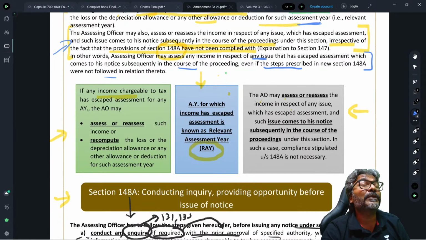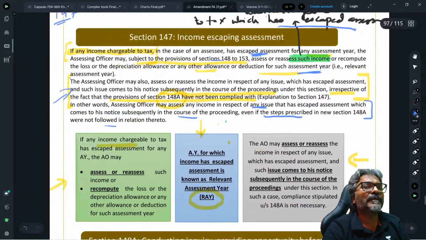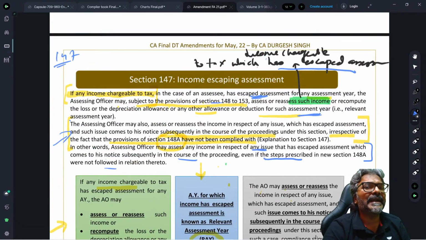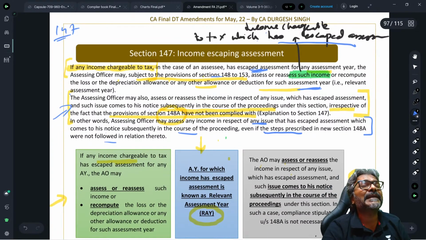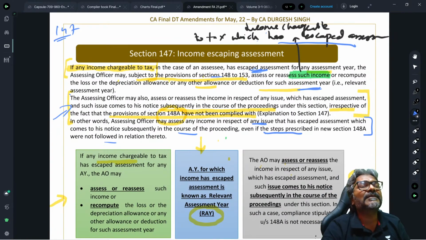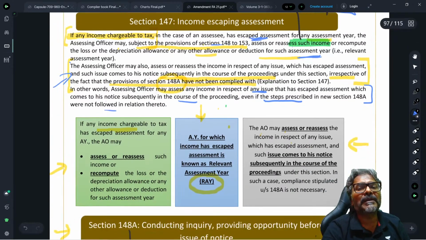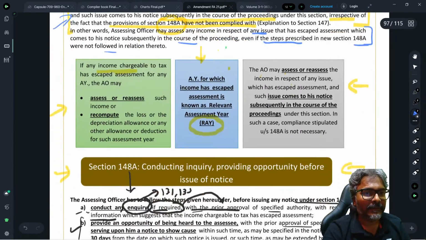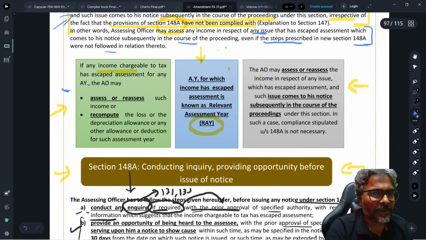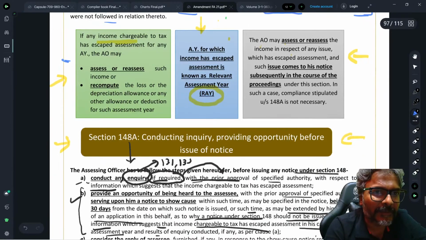But subsequently, during the pendency of proceedings, if there is any new income, which income? The income which is chargeable to tax and which has escaped the assessment, if such new income has been identified during the pendency of the proceedings of 147, then for that we can directly do the assessment without taking the trouble of doing the procedural part of 148A.